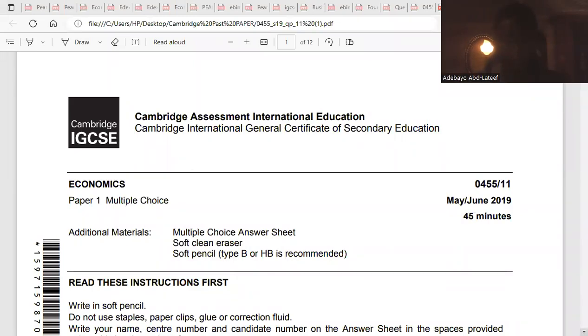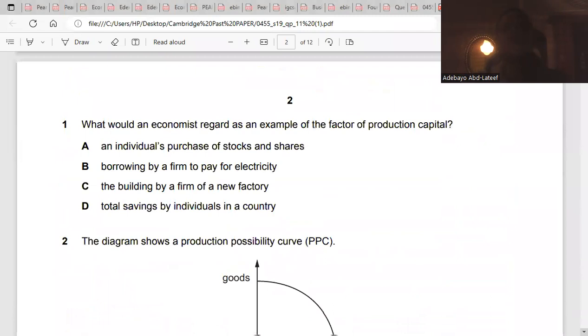So we go to paper 1 of May, June 2019. First question, please read. What would an economist regard as an example of the factor of production capital? When we talk about capital, it is the wealth used in producing other wealth.